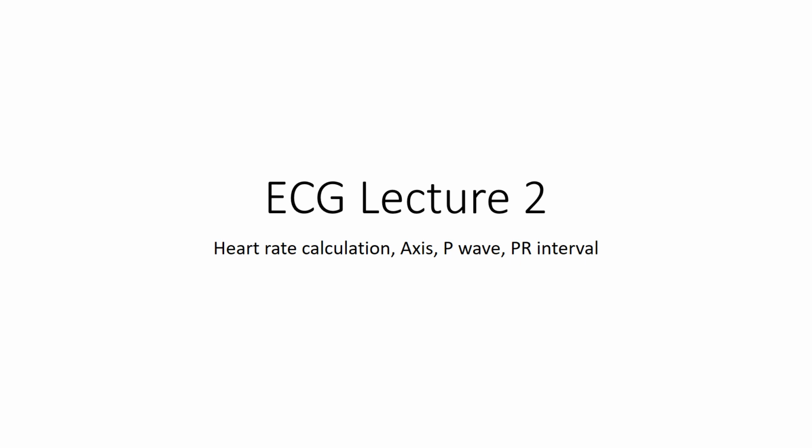In this video, we will discuss heart rate calculation on ECG, the determination of axis, as well as the normal P wave and PR interval, and the abnormalities of P wave and PR interval, which will include left and right atrial hypertrophy or enlargement.